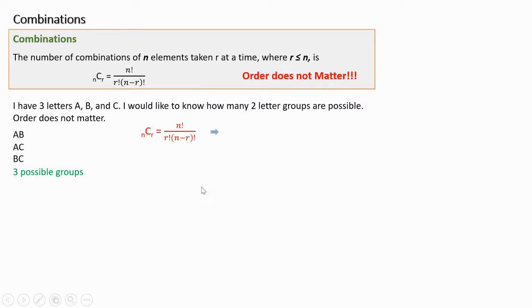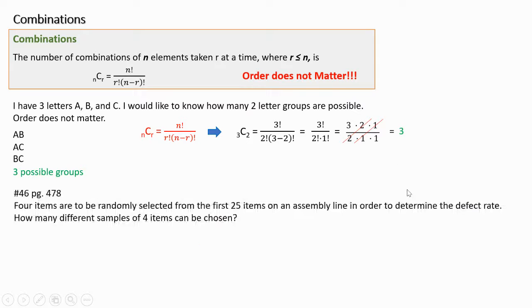But if we plug into the formula, it's going to be 3 combination 2, and we have to follow the formula here. Which would be 3 factorial over 2 factorial times 1 factorial, which would be 3 times 2 times 1, and this will be 2 times 1 times 1. So we're left with 3 over 1, which is equal to 3.